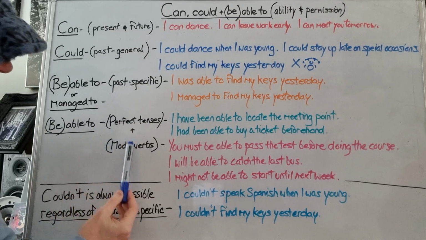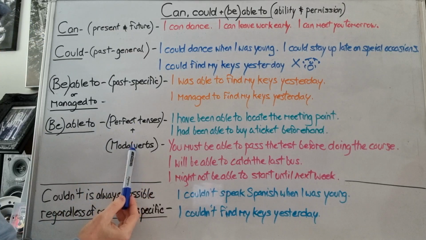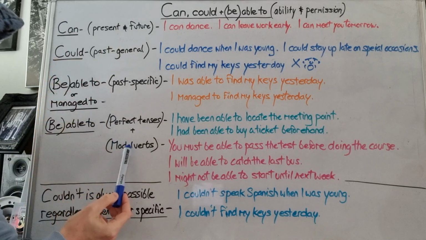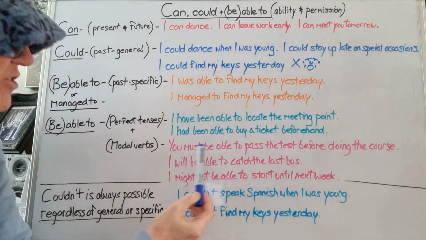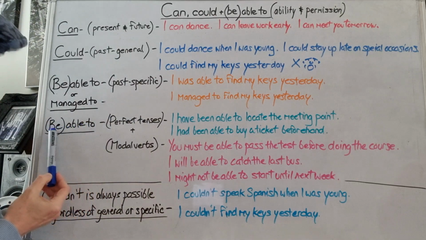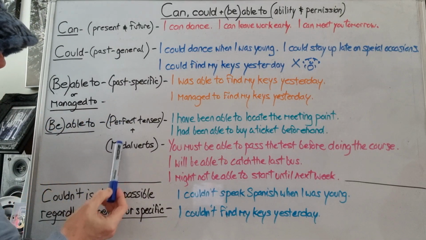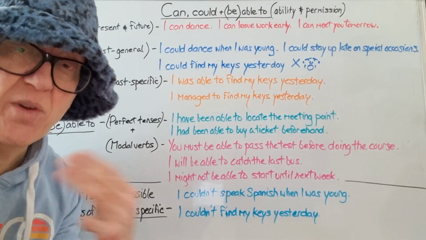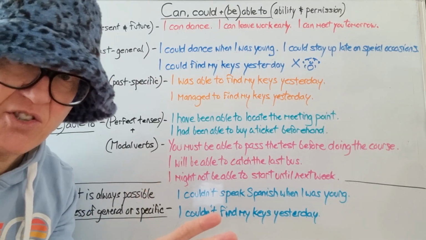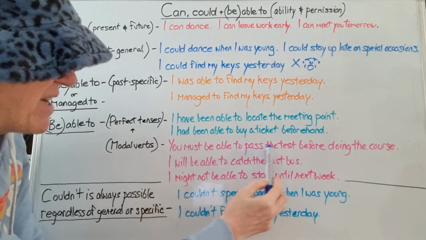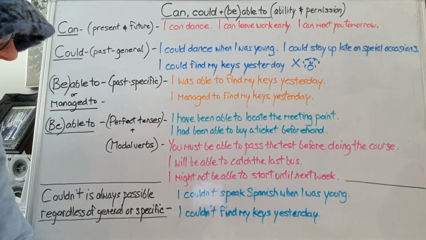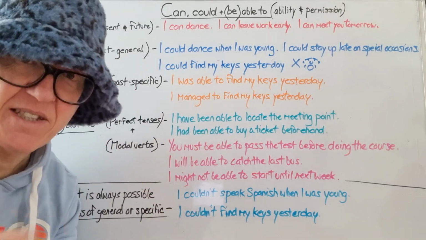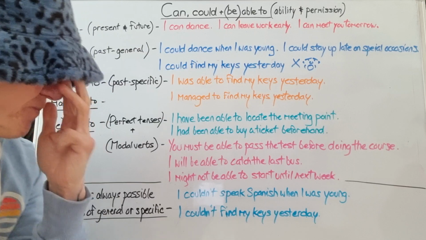We also use be able to for modal verbs because we cannot use two modal verbs together. These are modal verbs. So you cannot say you must can. You say you must be able to. Now we use the infinitive because it's after a modal verb. Modal verbs are always followed by the infinitive without to. That rule never changes. You must be able to pass the test before doing the course. Okay? So there's a preliminary test, and if you pass the test, you can do the course.